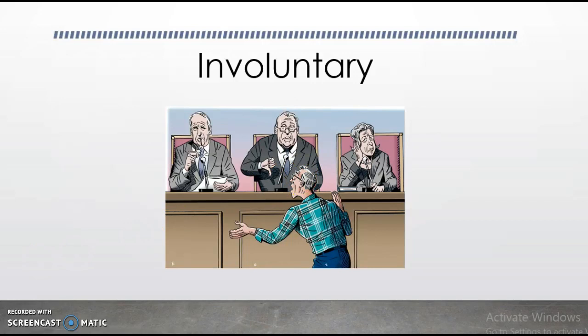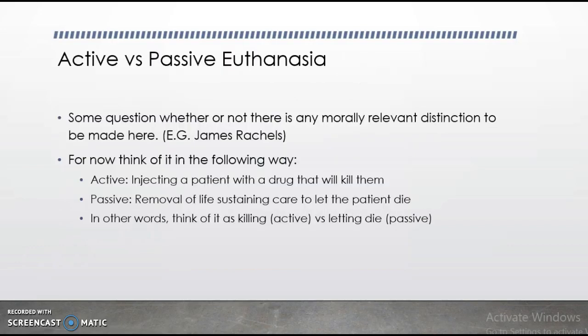Okay. Now that we understand the types of euthanasia that exist, we should look at the crucial distinctions that are in the literature. Right, so it's not just that we have the difference between voluntary, non-voluntary, and involuntary. We also have the difference between active and passive euthanasia.